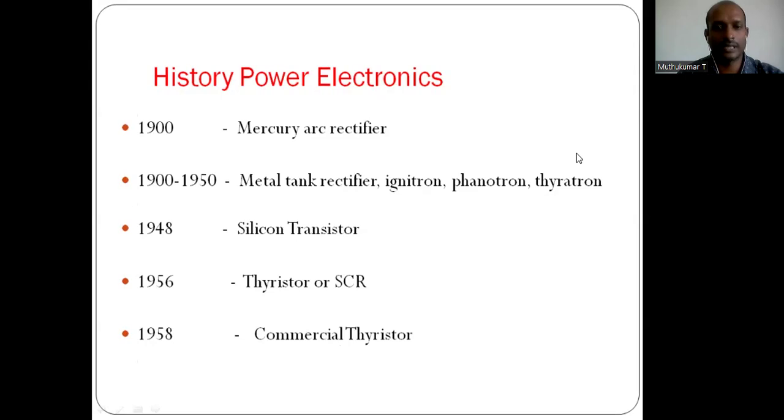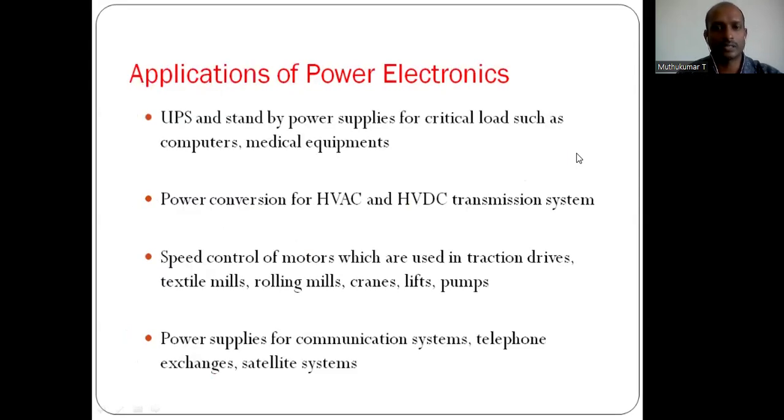Further, in 1948, silicon transistor was introduced. 1956 is an important revolution in power electronics, when thyristors or silicon controlled rectifier came into the market. In the year 1958, commercial thyristors came into the market. These are the history of power electronics.